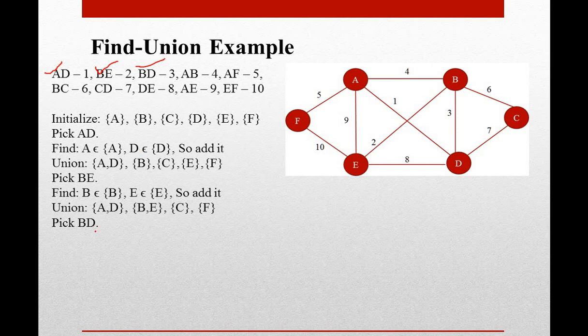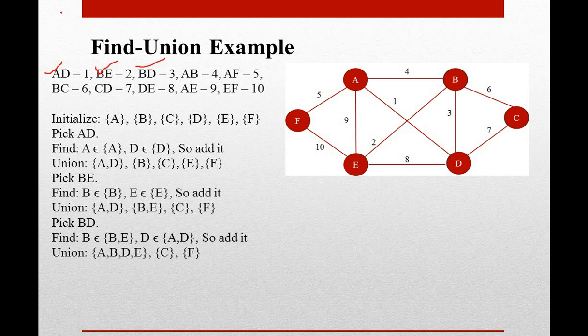Okay, let's check the belongingness of B and D. B belongs to set BE, D belongs to set AD. Both are different sets. So let's add the edge and union. So you have A, B, D, E, you have set C and set F.